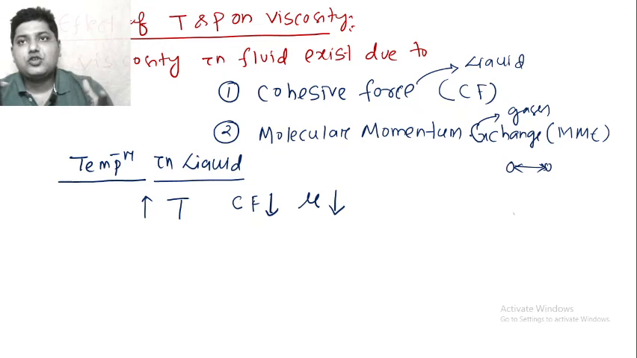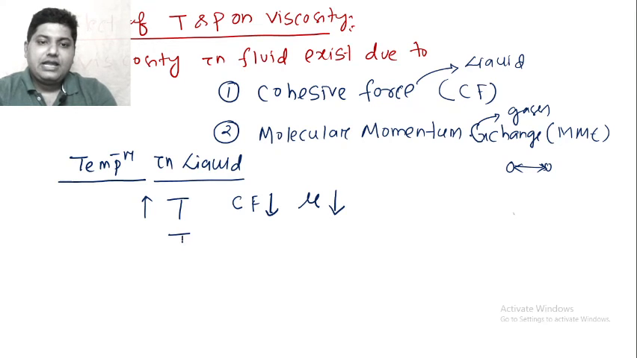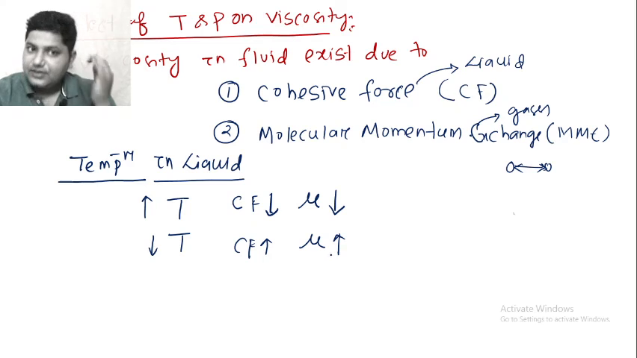The stronger the cohesive force, the higher the viscosity of the fluid. If by any means you break down the cohesive force between these molecules, then the viscosity will decrease. Similarly, if the temperature decreases, then cohesive force increases and the viscosity also increases. You can imagine ice. Okay, now in the case of gases.